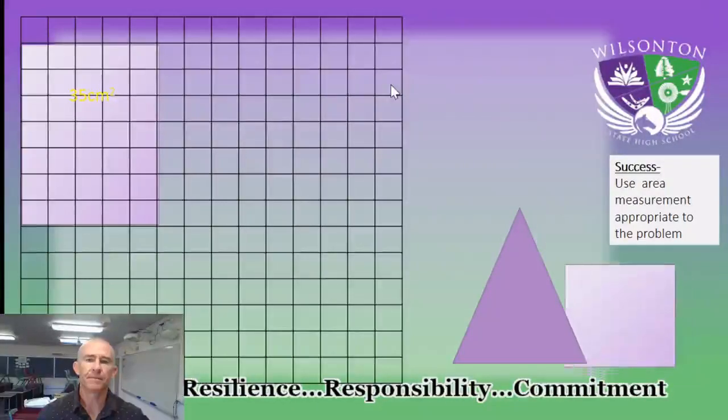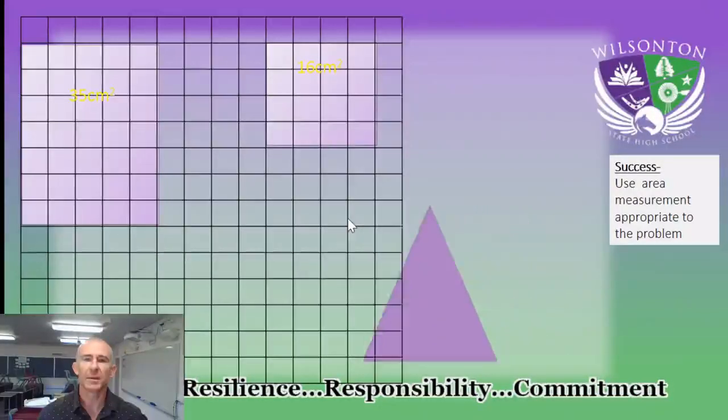The next one, we've got the square. Okay, 1, 2, 3, 4 across, and 1, 2, 3, 4 down. Because it's a square, all sides are equal. So if you added up every one of those squares, there's 4 lots of 4, which is 16 square centimetres. And the last one is the triangle.